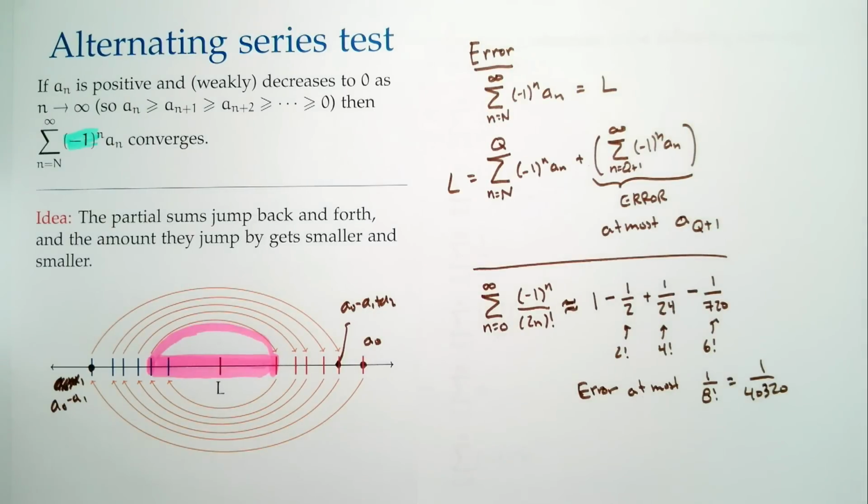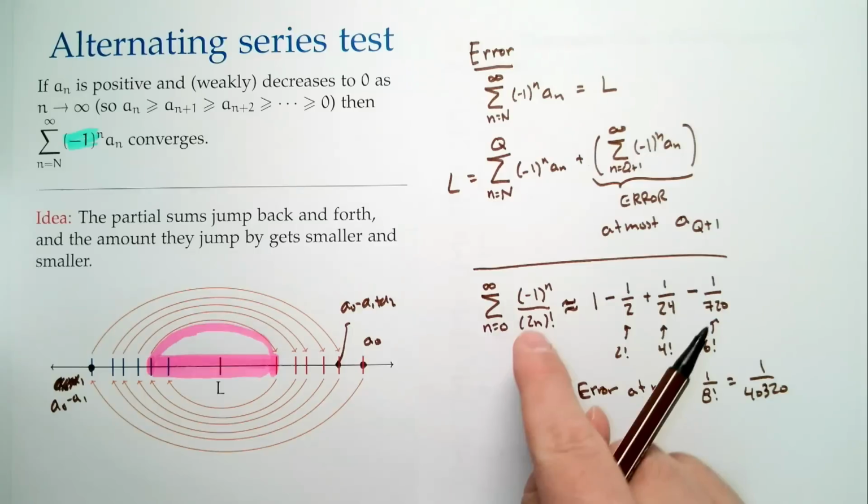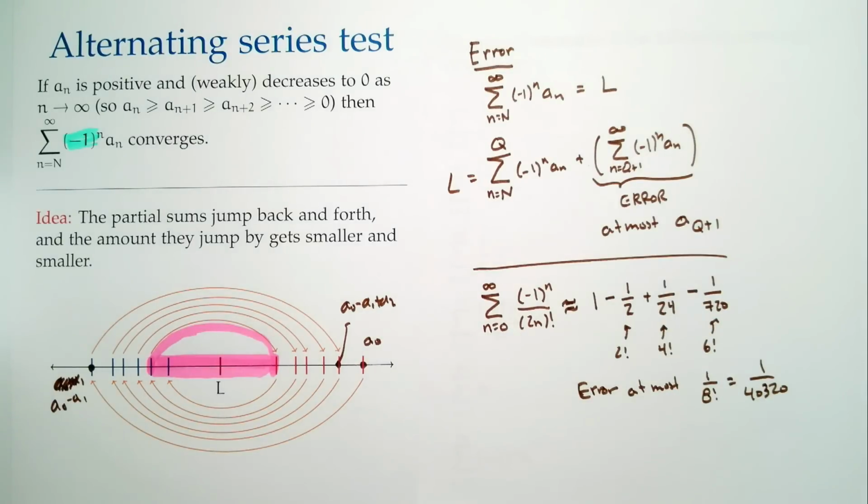Now, the reason it works so well here is, of course, 2n factorial goes to infinity very quickly, so its reciprocal goes to 0. But this gives us a really simple way to make sure our error is very small. If they'd all been pluses, it would be a little bit more challenging to figure out what to do with the error. But that's one of the advantages of the alternating series test.